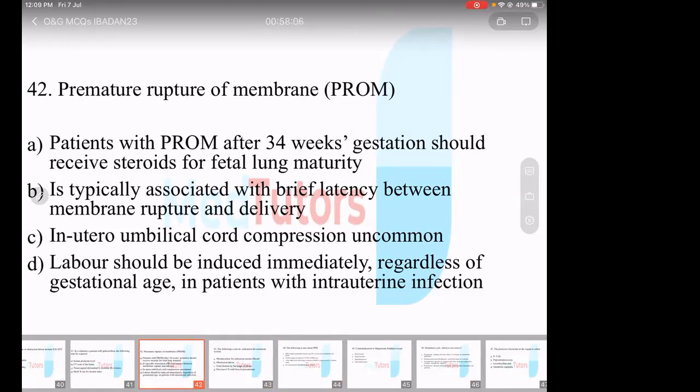Then C, in utero umbilical cord compression, uncommon. Yes, it mostly occurs outside the uterus during labor. It prolapses down, and then with cord prolapse and then cord compression. Then D, labor should be induced immediately regardless of gestational age in patients with intrauterine infection. So yes, this is correct. If the woman is having an intrauterine infection, regardless of the gestational age, you have to deliver that baby and relieve the woman and treat the infection. So the only false option here is A, because you only give steroids before 34 weeks of gestation, not after 34 weeks of gestation.